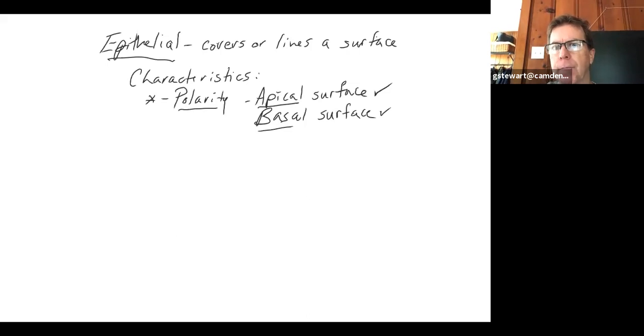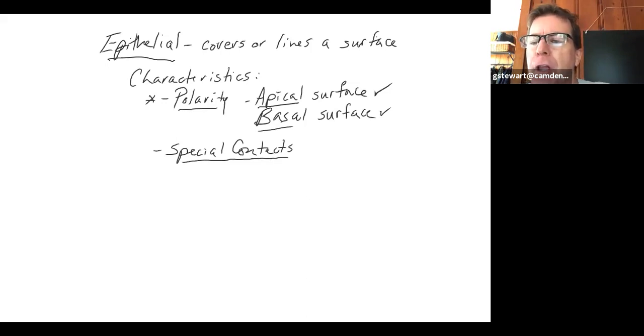Second characteristic. Your book calls this characteristic special contacts. All that means is that epithelial tissues have close fitting cells. They're tightly knitted together. That's what special contacts means. And they're knitted together through specific cellular connections called tight junctions and desmosomes that create that special contact.